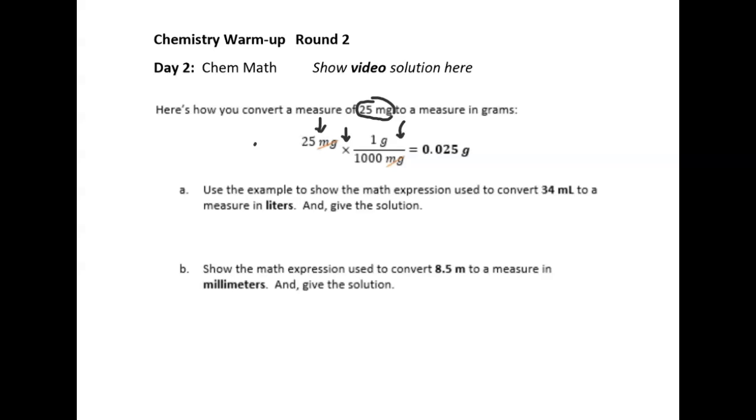When we write the conversion factor between grams and milligrams, it matters which number is put in the numerator and which number goes in the denominator. Whatever you're asked to convert into, in this case grams, goes in the numerator. Whatever you're converting from, in this case milligrams, goes in the denominator. And the reason for that is so that you can use cross-canceling.